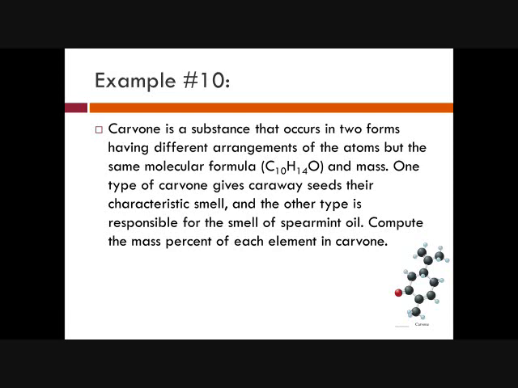If you were given experimental data, you would use that data, but in this case we have nothing, so we'll use molar mass. Okay? So carvone is a substance that occurs in two forms, having different arrangements of the atoms but the same molecular formula, C10H14O, and mass.